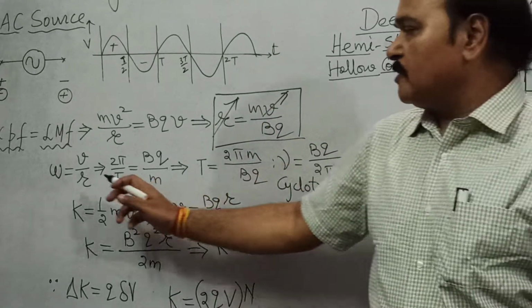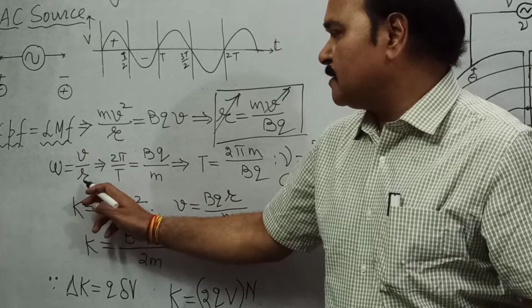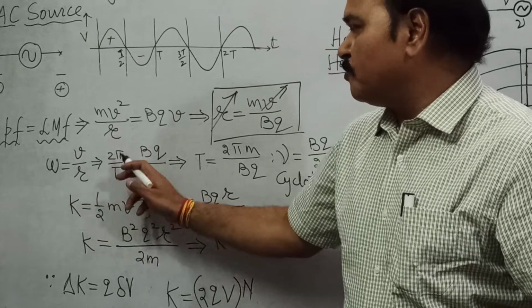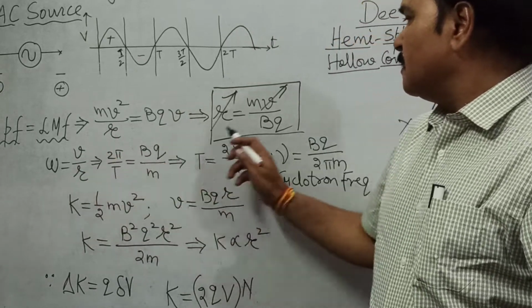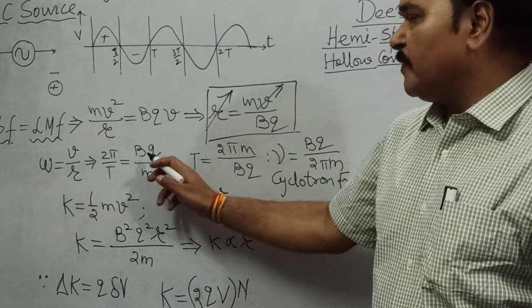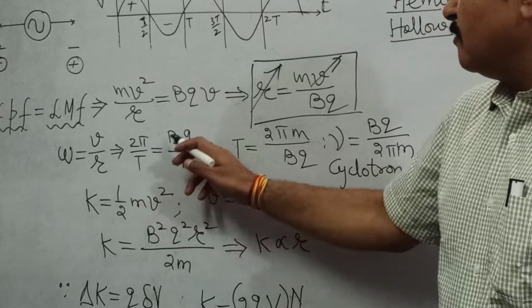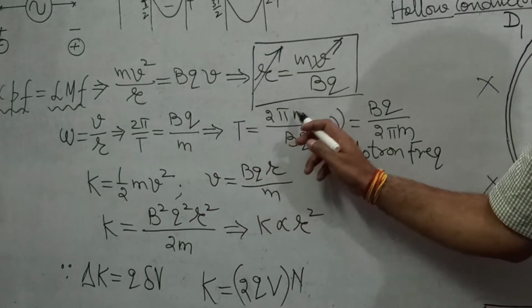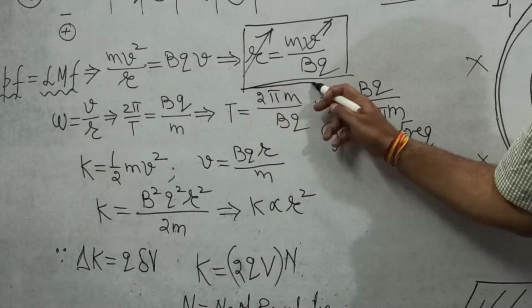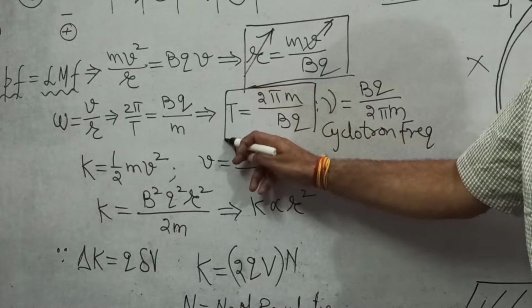We know angular velocity is what? Linear velocity upon radius. Angular velocity is 2 pi by T. And what is v by r? V by r is Bq by m. We have already done all these expressions. So 2 pi by T is equal to Bq by m. That means T is equal to 2 pi m upon Bq. This is the time period of revolution of the charged particle.